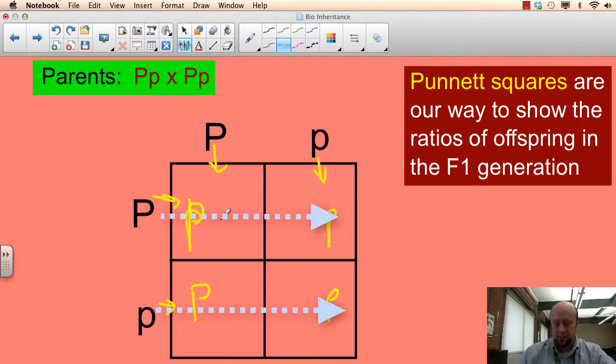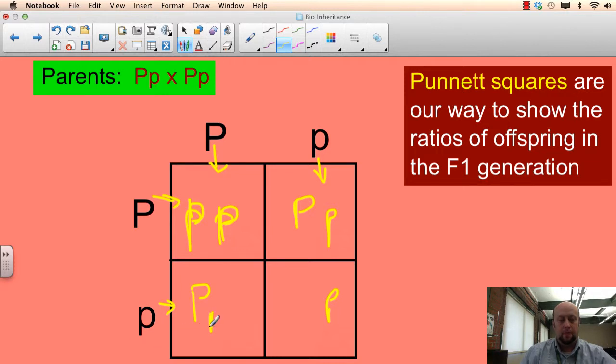So this is an uppercase P, so we're going to write that. That should be an uppercase P. And then this again is an uppercase P. Why? Because I'm carrying this straight across. Down here, lowercase and lowercase, because we're carrying this straight across.